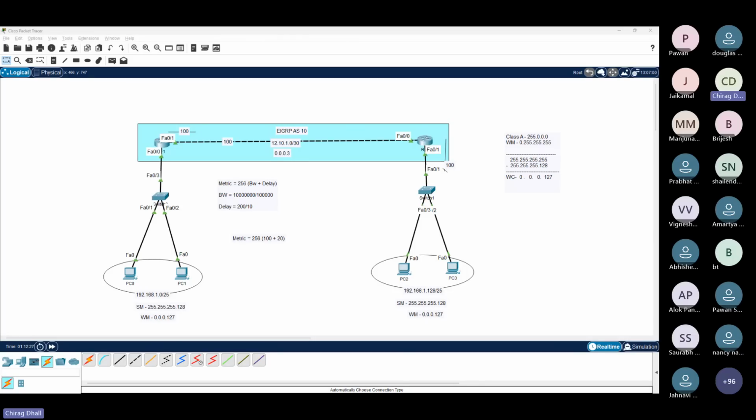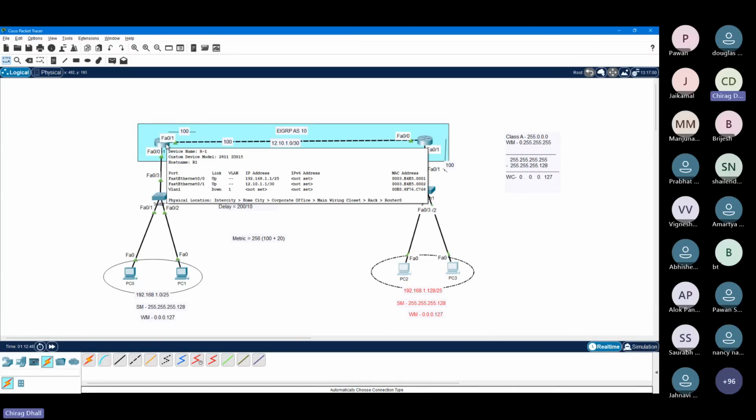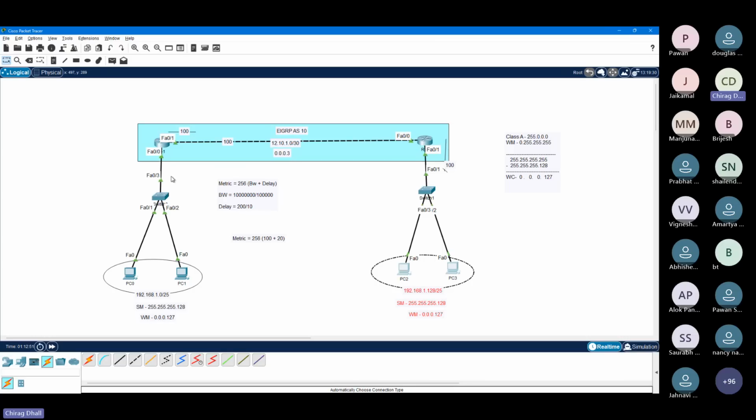We have a question: in order to become neighbors, two routers should have the same K values. Which router's K values did we calculate in the previous example? We are talking about the cost from R1 to this particular network, so we will consider the K values of R1. But by default, they are the same on both sides, so the calculation will bring you the same results. But if you are calculating from the POV of R1, you will consider the K values of R1.